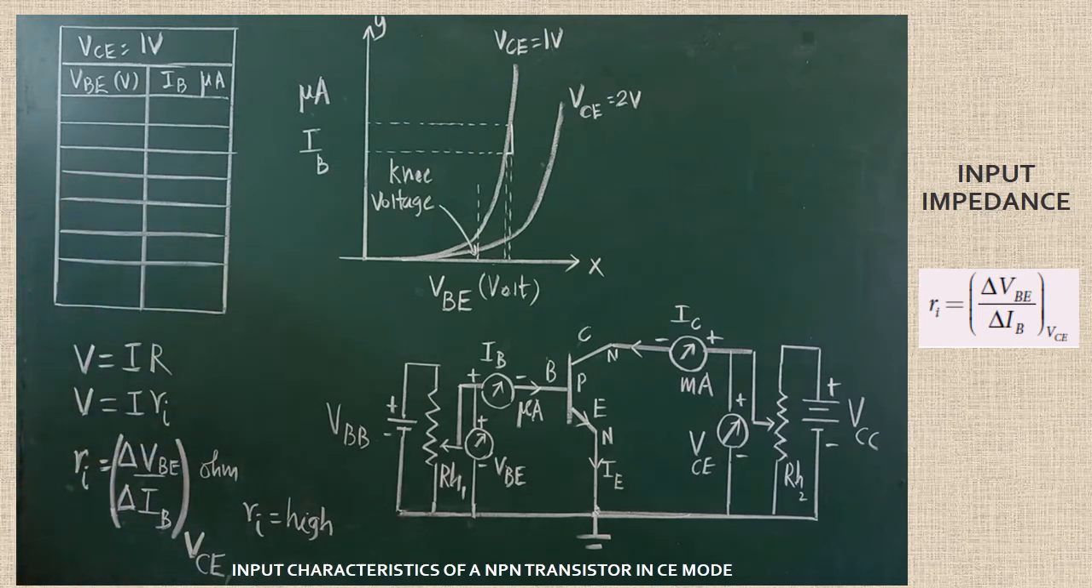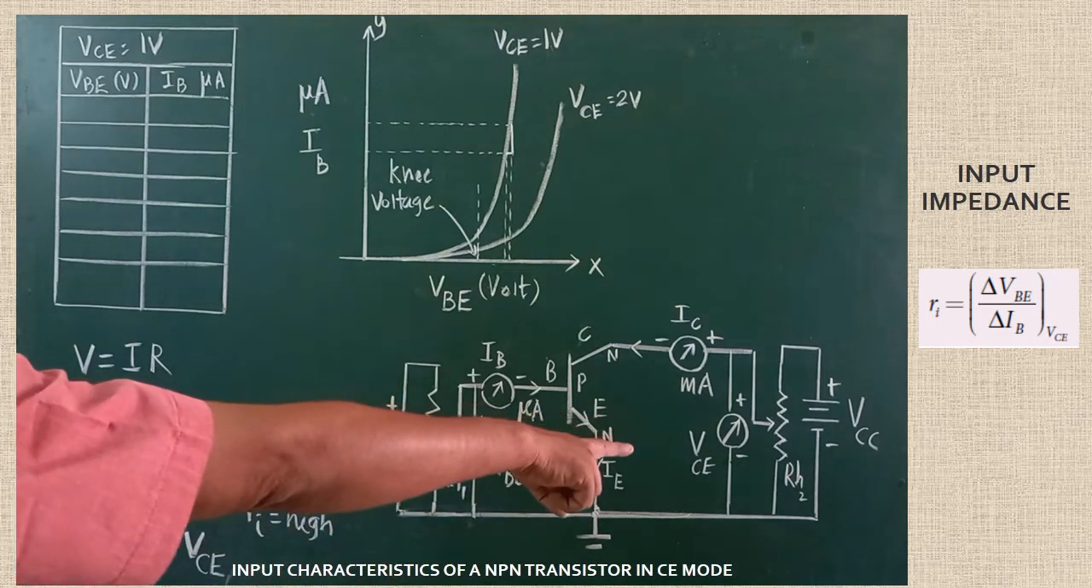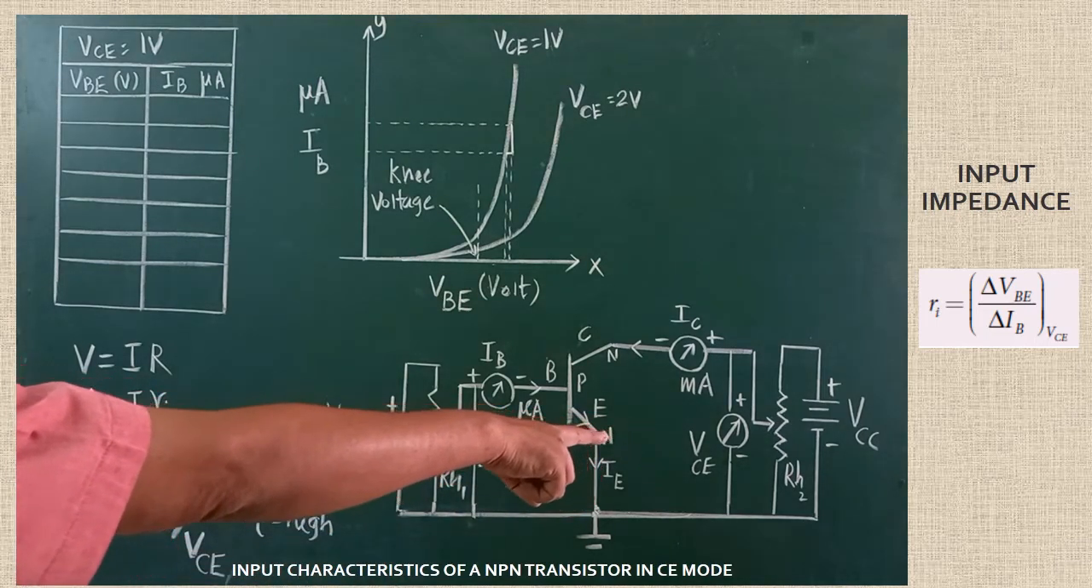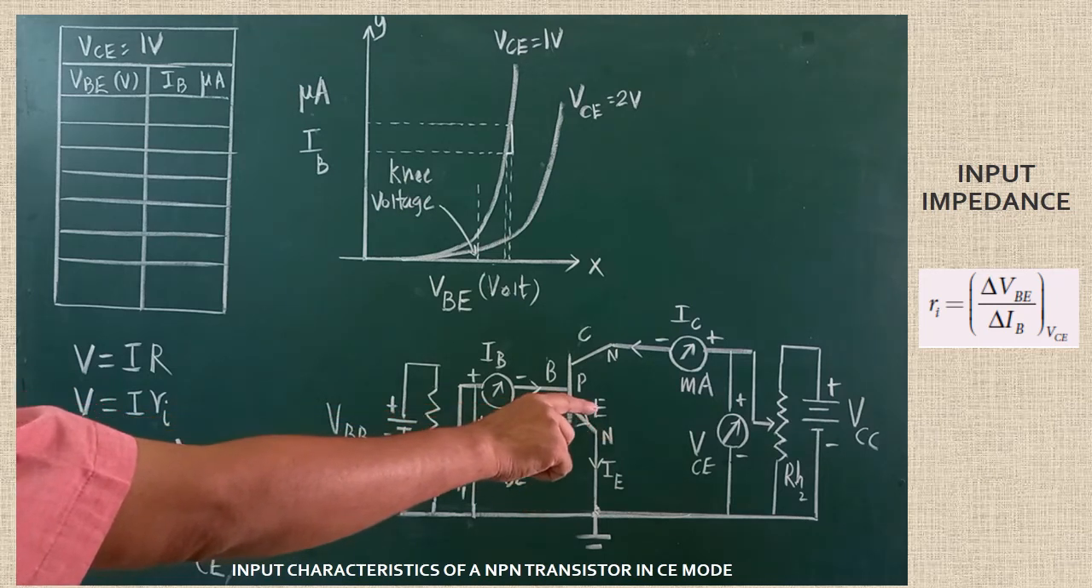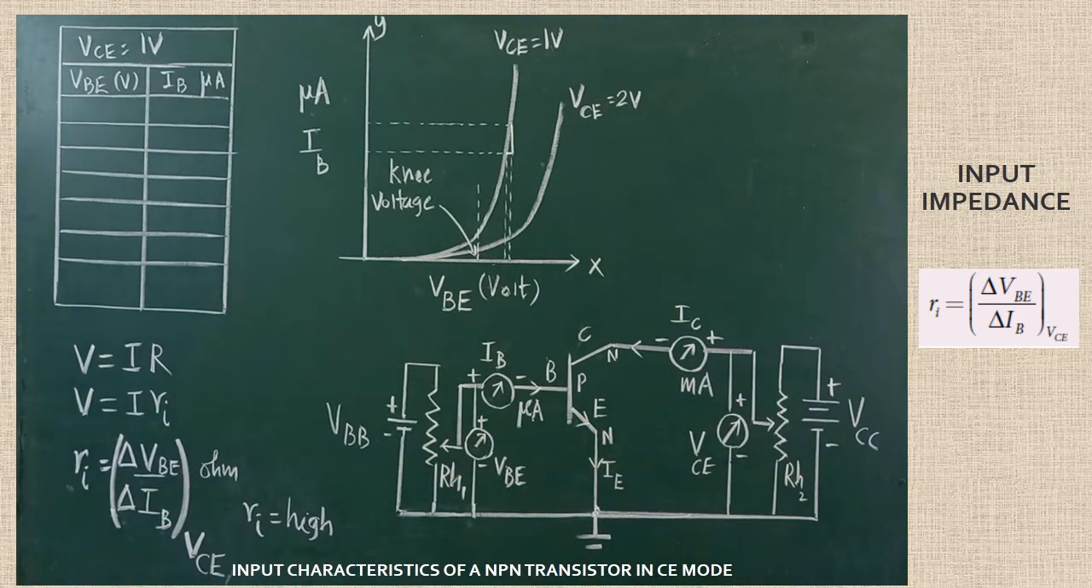How to perform the experiment? Here, VCE is nothing but the voltage across the collector and emitter. That should be set here by adjusting the rheostat 2. So adjust the rheostat and set the value of VCE as 1 volt.